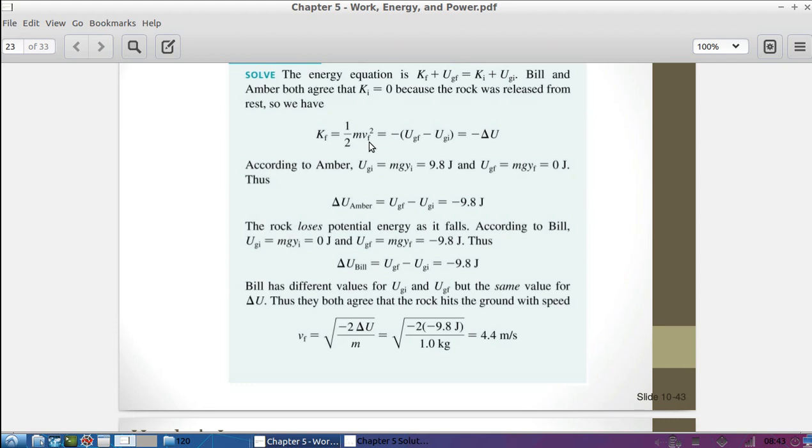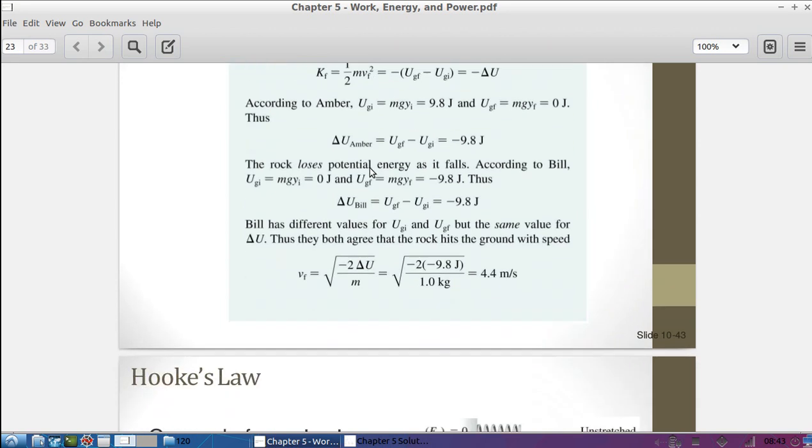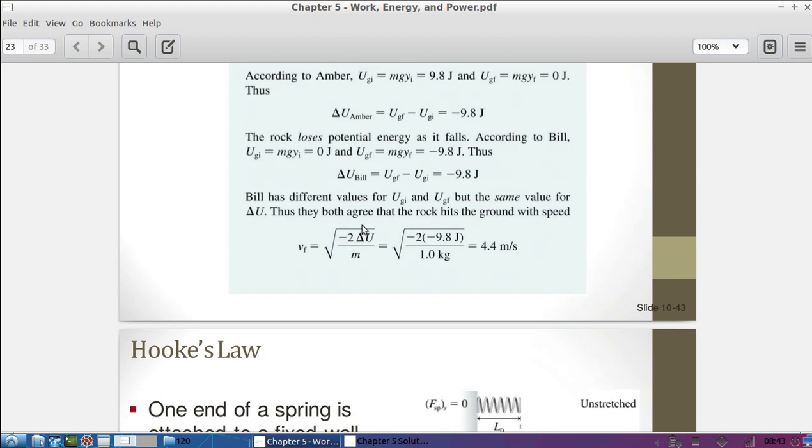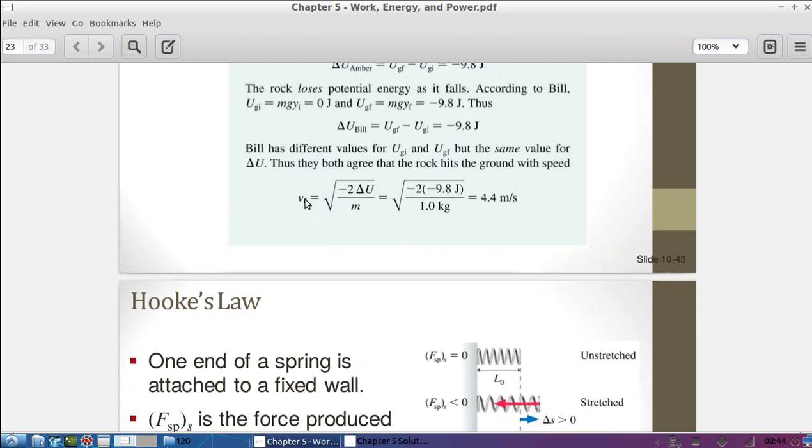Let's solve this for v final. Multiply both sides by 2, divide both sides by the mass, take the square root of both sides. We get v final is the square root of negative 2 delta U over m. Panicking a little bit, getting a little worried, I got a negative sign. But Amber and Bill both calculated their change in potential the same way, and they got a negative change in potential. So these negative signs are going to cancel out. I'm going to have a positive term. I feel better, and I get a final velocity of 4.4 meters per second.